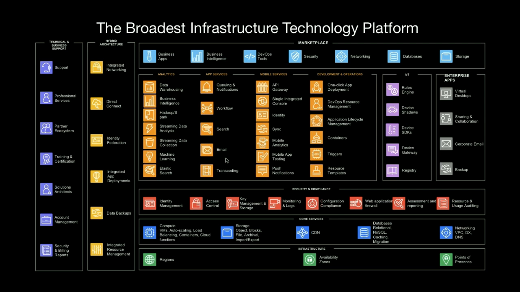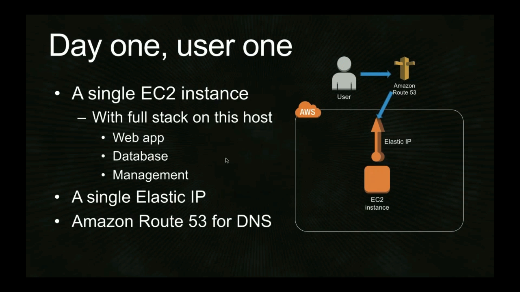So let's get back to the beginning. Day one, user one. You start developing your solution. What could it look like? Well, to begin with, you should of course cost optimize your system. And the cheapest way to run a development system or any kind of system in AWS is to run one server. You can actually run one server for free for a year, enjoying our free tier with a new AWS account, running a micro instance.